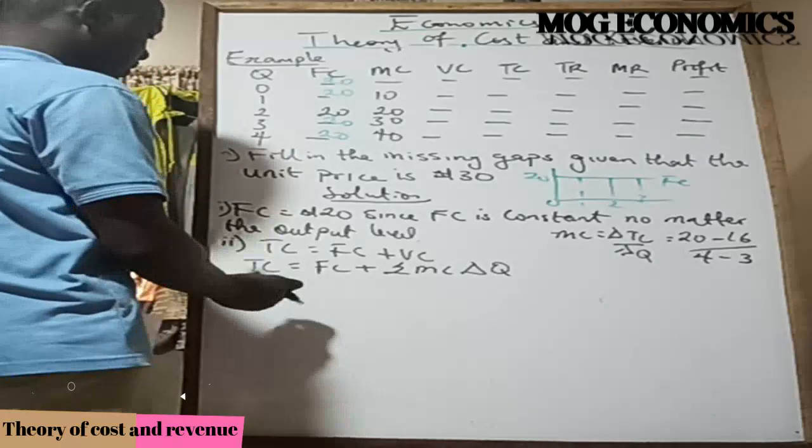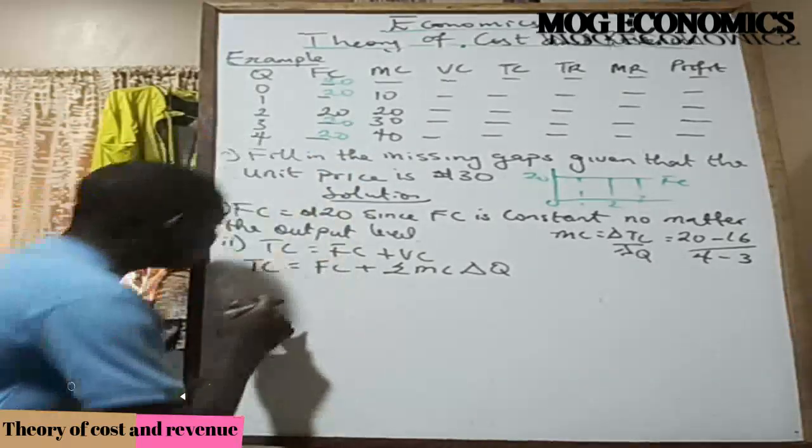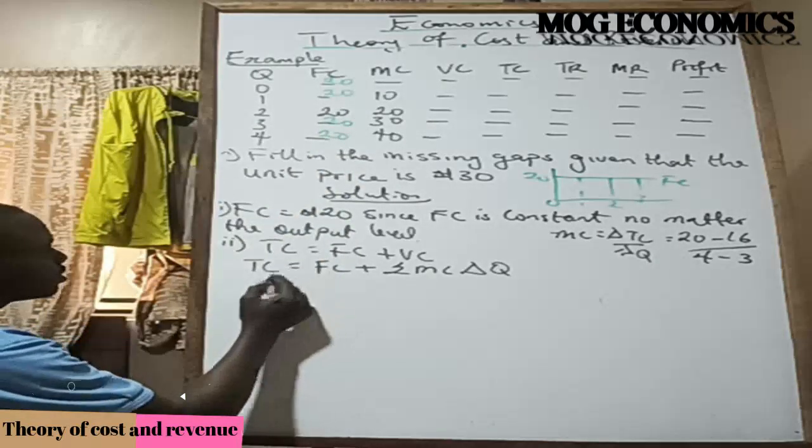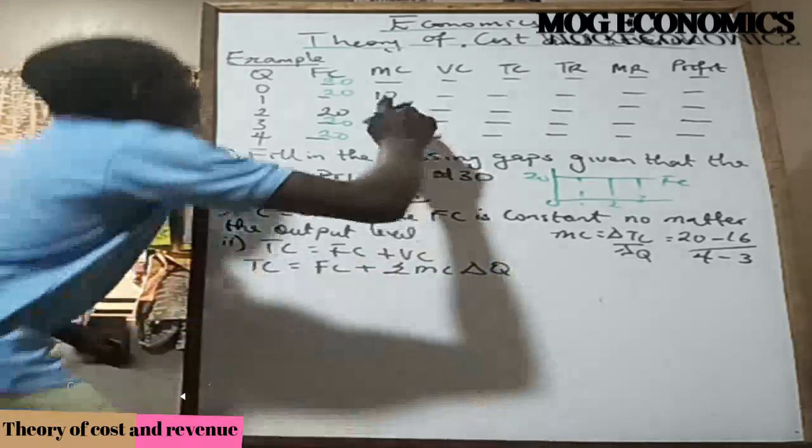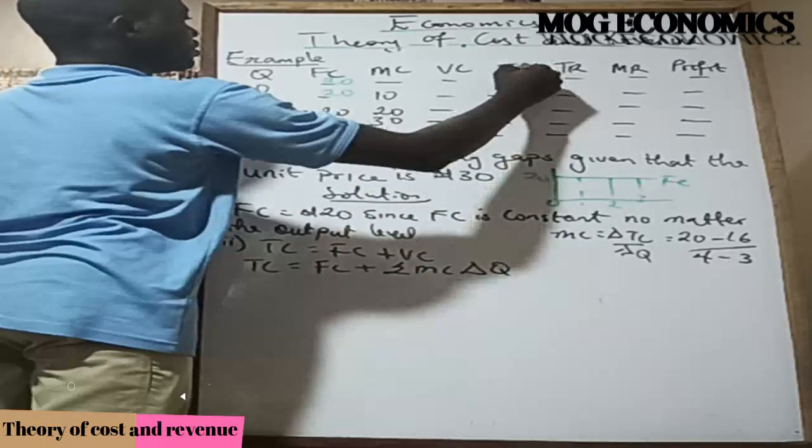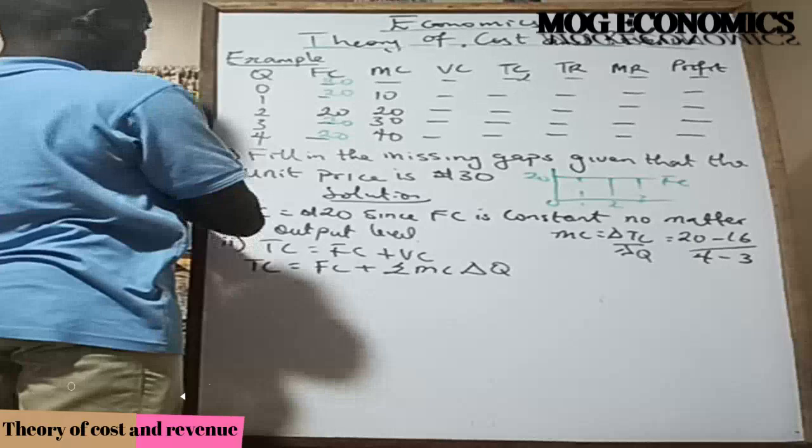Yeah. So we have this guy. Fixed cost has been given as 20. So that's TC. So our first TC here is going to be 20 automatically. So the first TC is 20.